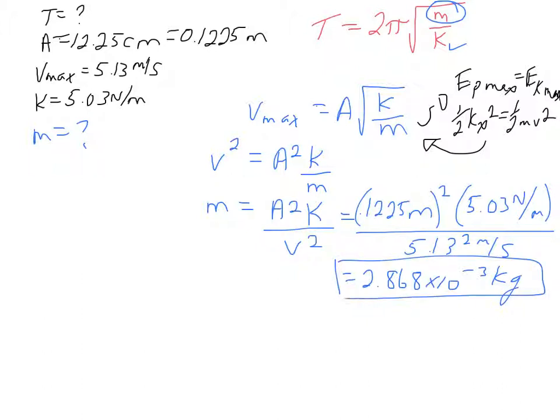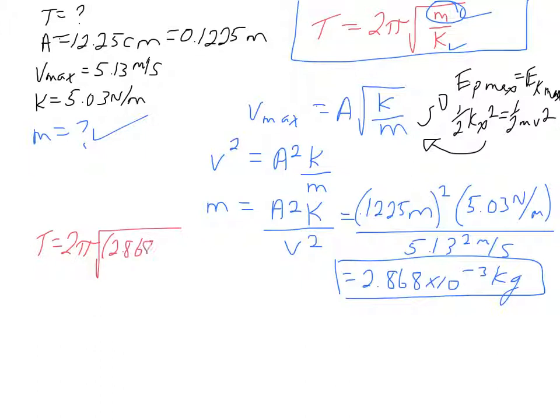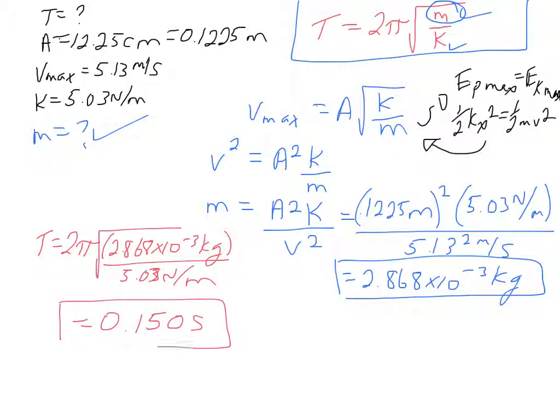So now I can check over here, I now have my mass. Then my red formula up here at the top, I now have my mass as well. So I'm going to take the mass I just calculated, put it into my red formula, and that will get me to find my period. Okay, so now all I'm doing is putting my numbers into my red formula. So I have 2 times pi multiplied by the square root of the mass that I just found, 2.868 times 10 to the negative 3 kilograms, divided by my k, which is 5.03 newtons per meter. And then I am going to get that my period is 0.150 seconds, and that is my final answer.